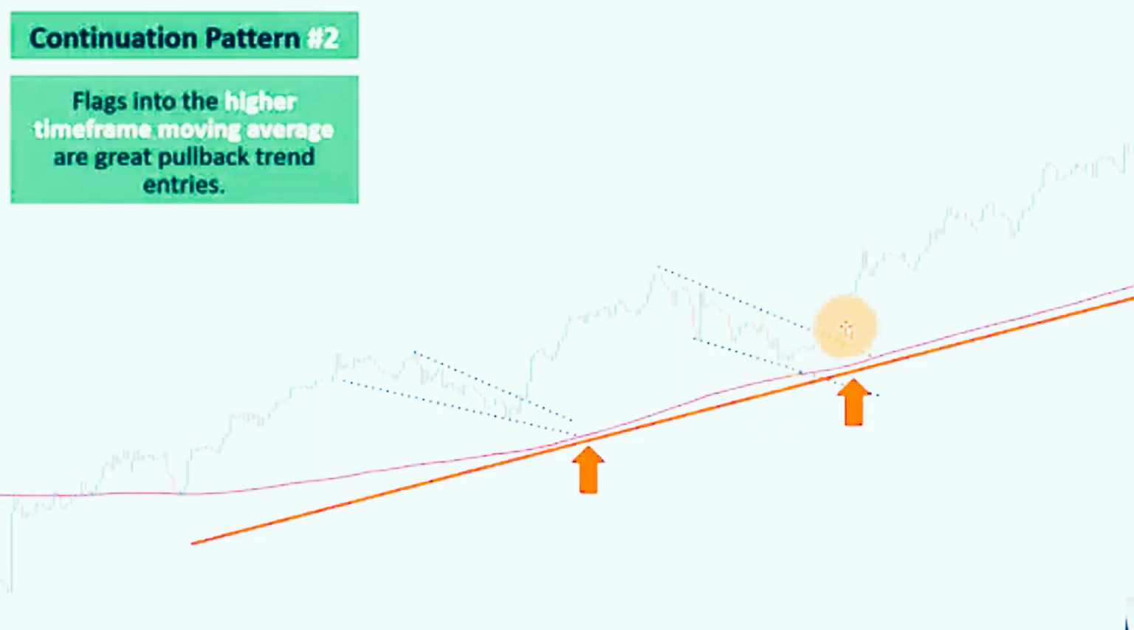So this is a great example and a great scenario where the buyers are still in control. The sellers were not able to get the price below the moving average. And then on the breakout out of the flag, that is where you see the very big continuation of the trend. So you can use flags with a higher or multi-time frame approach to trade into the trend.